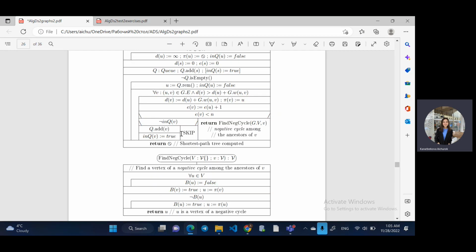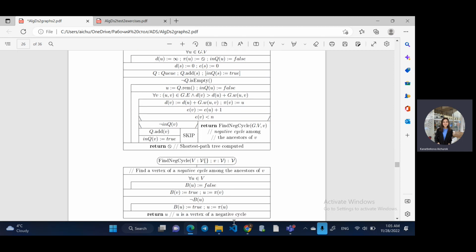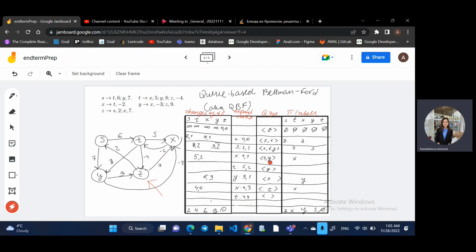We don't add T again because we already have it in the queue. So if you look at the algorithm, it says if not in queue, then add. If it's already in the queue, then just skip it. So that's why we need to skip it.